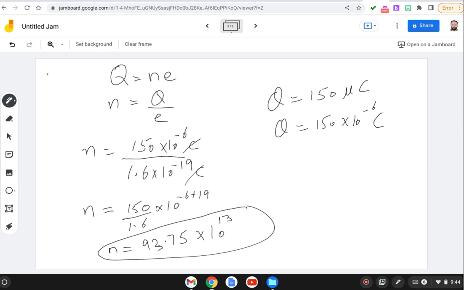Is this clear for everyone? Yeah. Okay, write down in the notebook. This is the answer of part A. Question you can write from there.